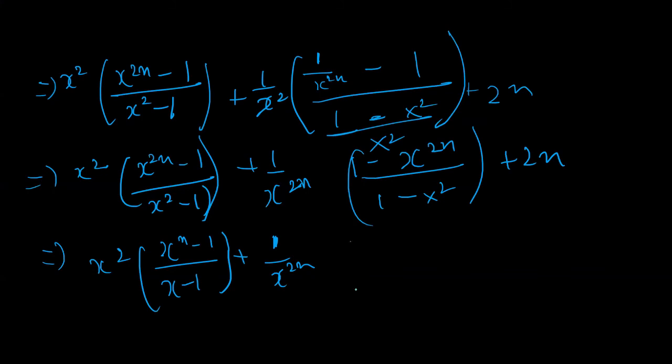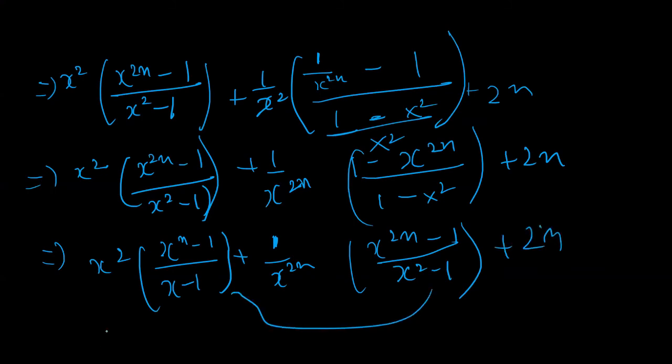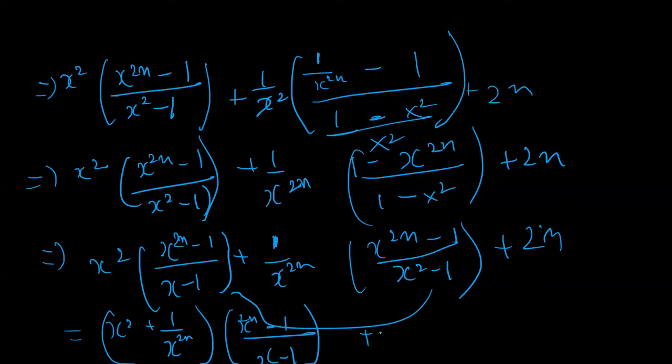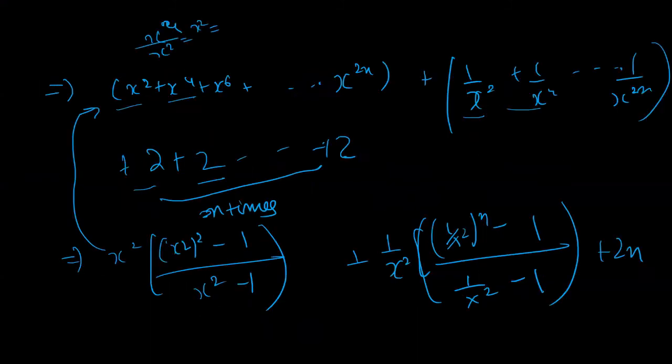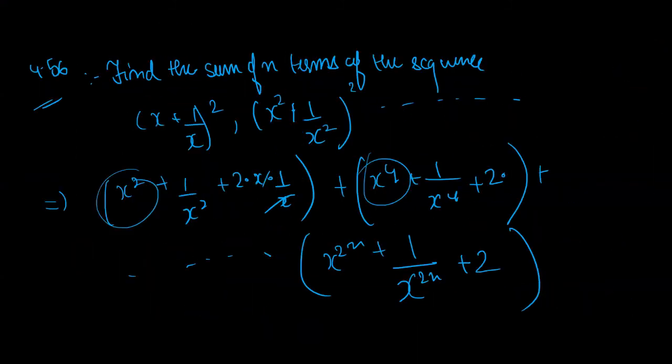So what it will become, x to the power 2n minus 1 upon x square minus 1. Now this is same only, these and these. So I can write it as x square plus 1 by x to the power n, and x to the power 2n, sorry, this was 2n, no? x to the power 2n minus 1 upon x square minus 1, plus 2, which is our required answer. Just note it down from here. Yeah. Sure.